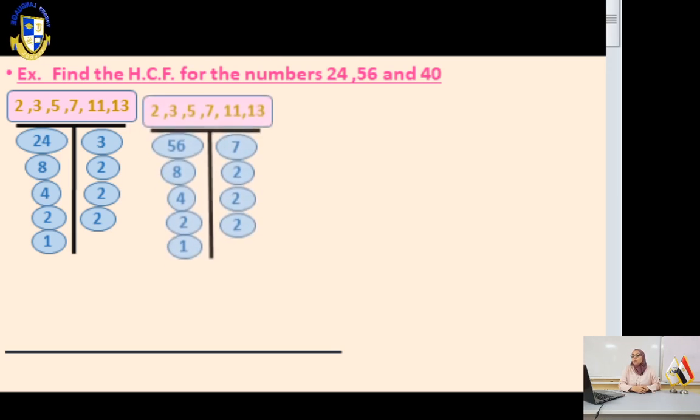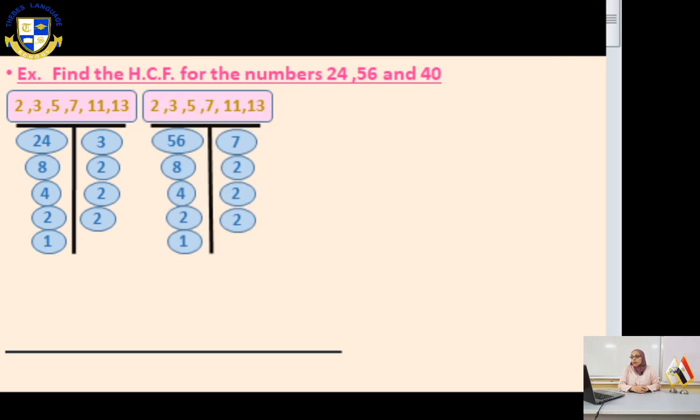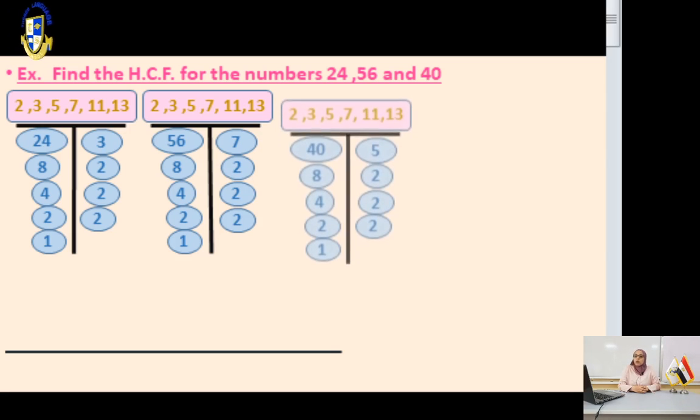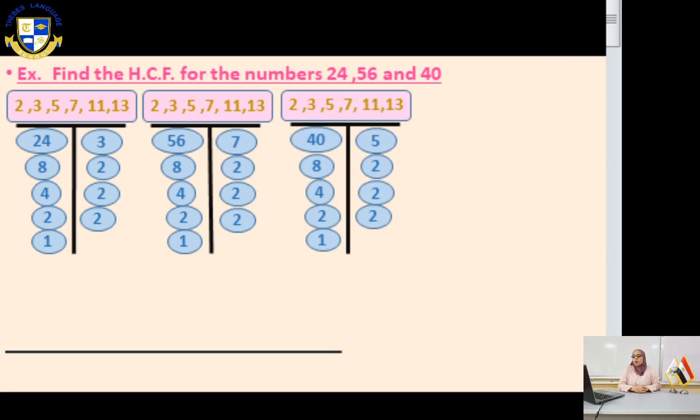56 is divisible by 7, excellent. 56 divided by 7 equals 8, divided by 2 equals 4, divided by 2 equals 2, divided by 2 equals 1. 40 is divisible by 5 because its unit digit is 0. So divided by 5 equals 8, divided by 2 equals 4, divided by 2 equals 2, divided by 2 equals 1. Super. Now write all the prime factors which are on the right of the T under each other.